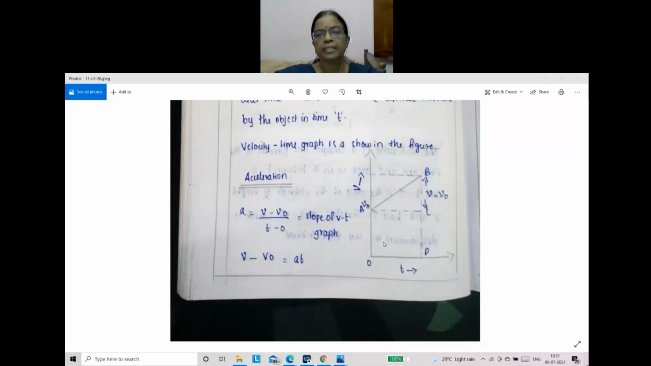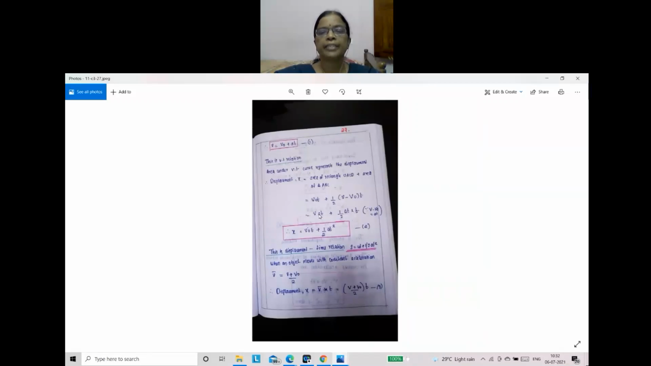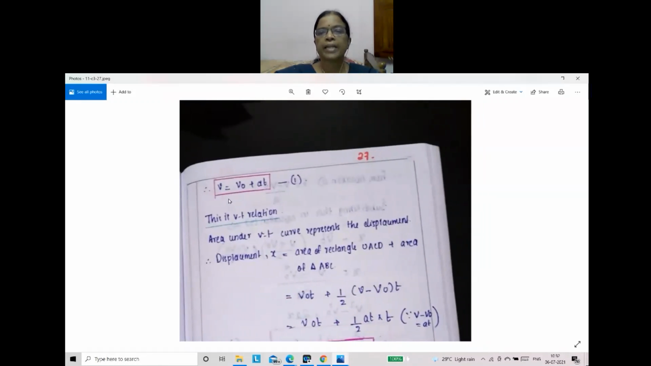Okay, slope of the vt graph is acceleration. Slope is equal to, here you have to mark the angle theta. So tan theta you will get the slope, tan theta is opposite side by adjacent side. Opposite side is v minus v0, adjacent side is this difference, t minus 0. So we got v minus v0 equal to at, therefore v equal to v0 plus at. We got that equation.